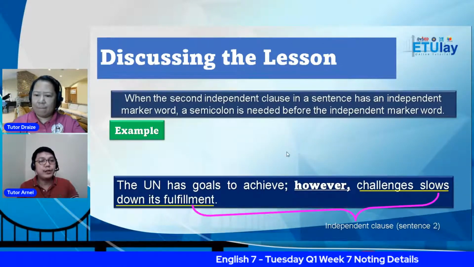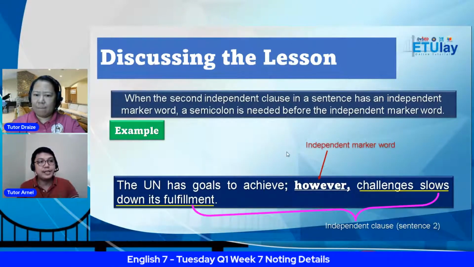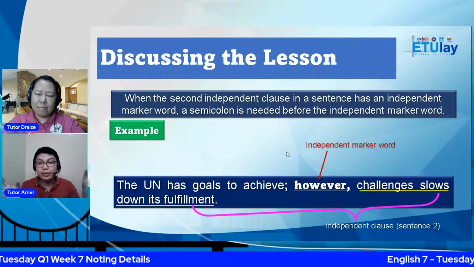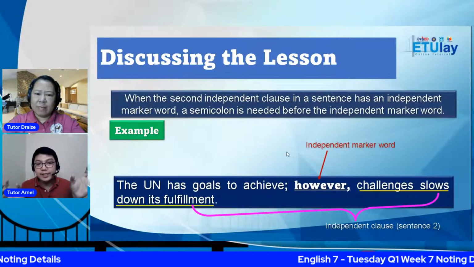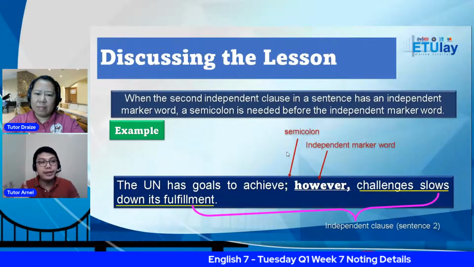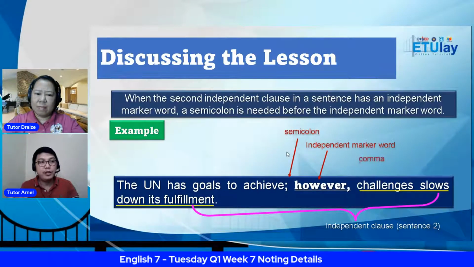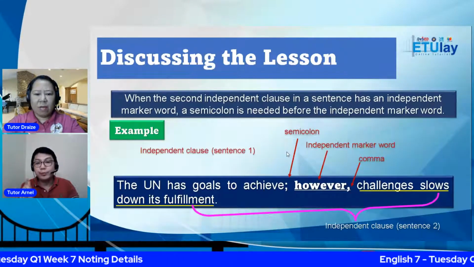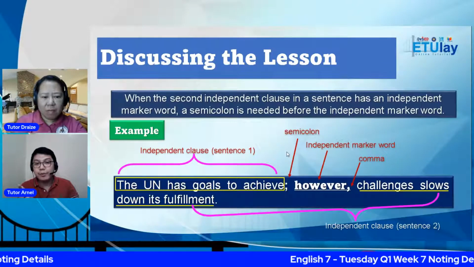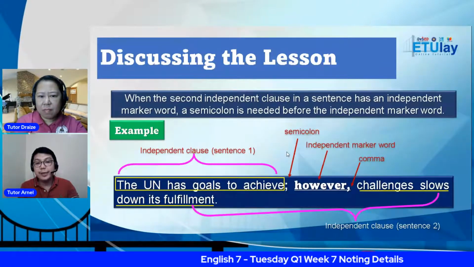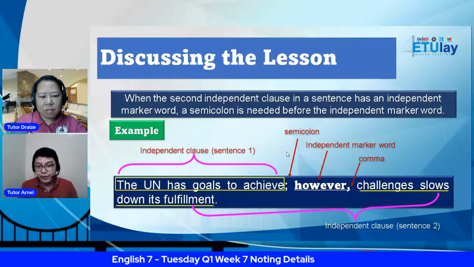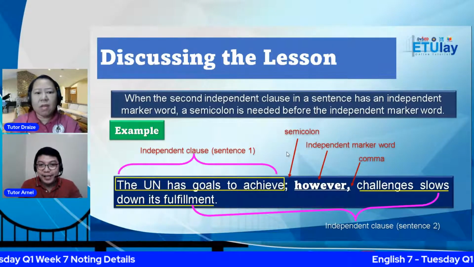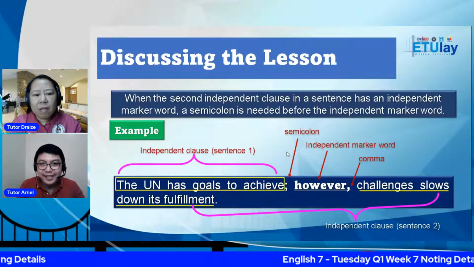So what is the independent marker word in this sentence? That's the word however. So if you wish to connect two independent clauses using an independent marker word, remember these three: you have to use a semicolon, then the independent marker, then right after the independent marker, you have to put a comma. And of course, combined with that is another independent clause that is stated in the first part of the sentence. So there you go. You have a longer sentence using the independent word markers.